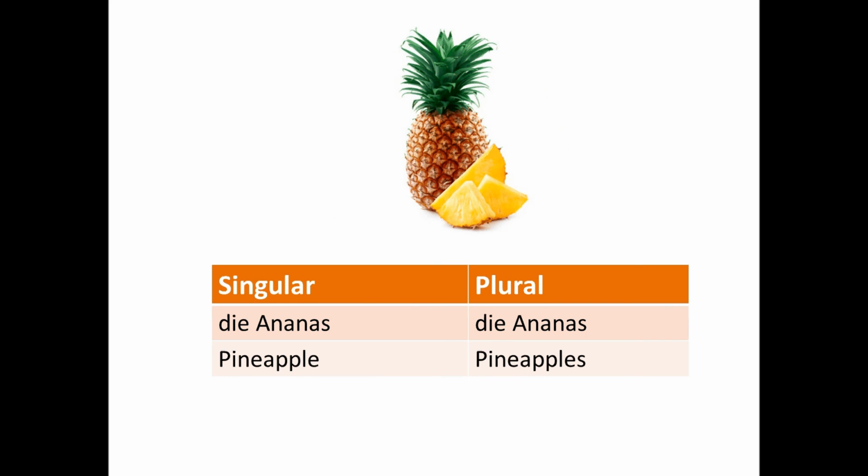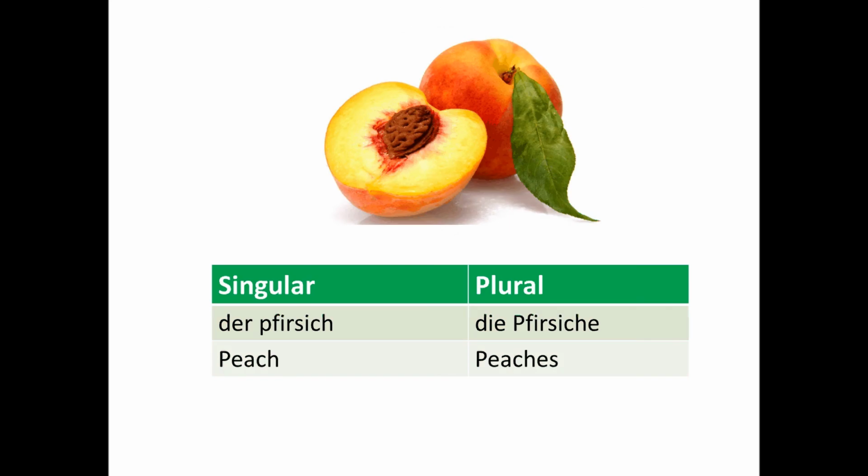Die Ananas, pineapple, and plural is the Ananas. The Ananas, pineapples. In this case, we have singular and plural as the Ananas. Then we have der Pfirsich. Der Pfirsich means peach, and the plural is the Pfirsiche. The Pfirsiche, peaches.